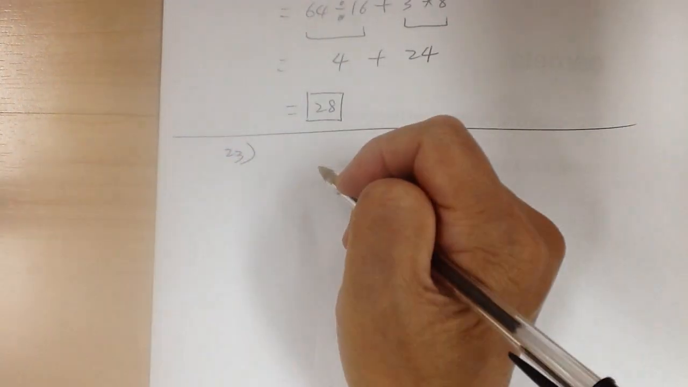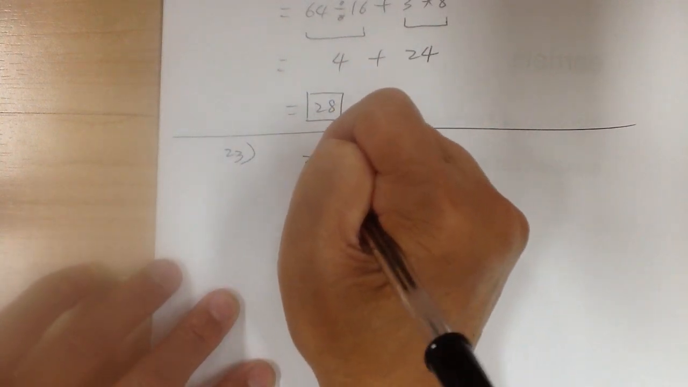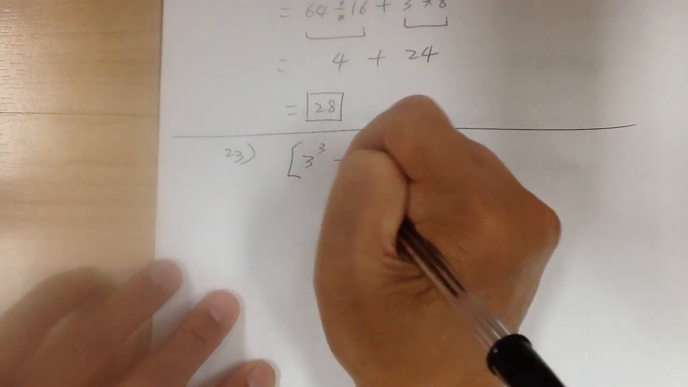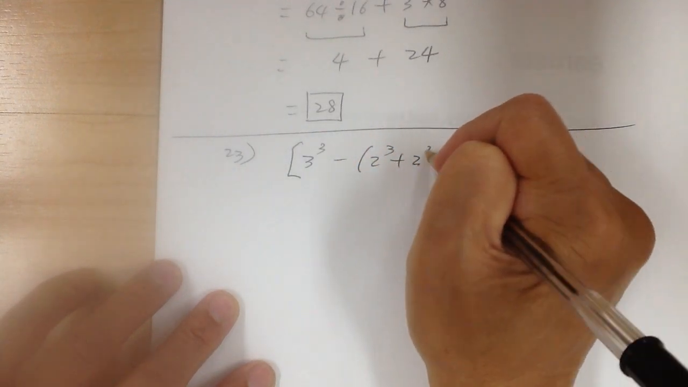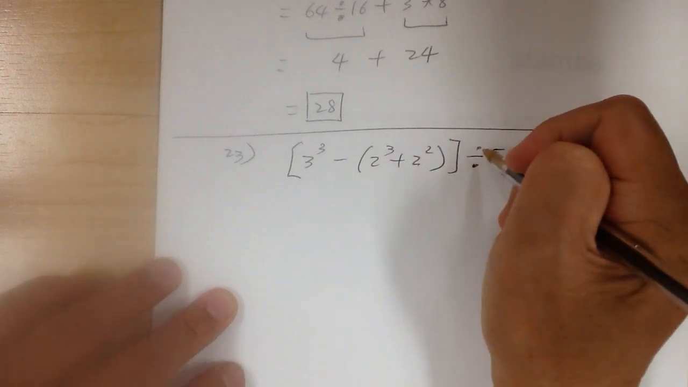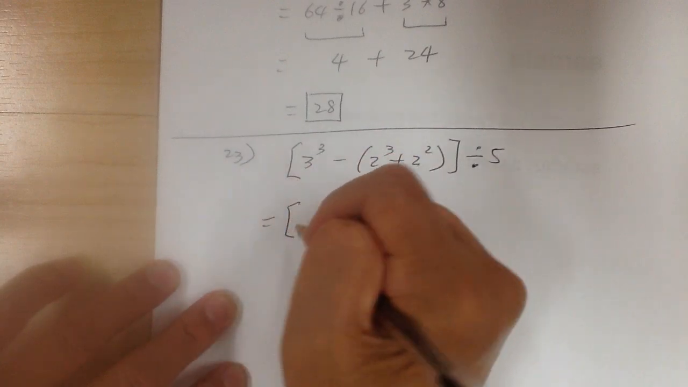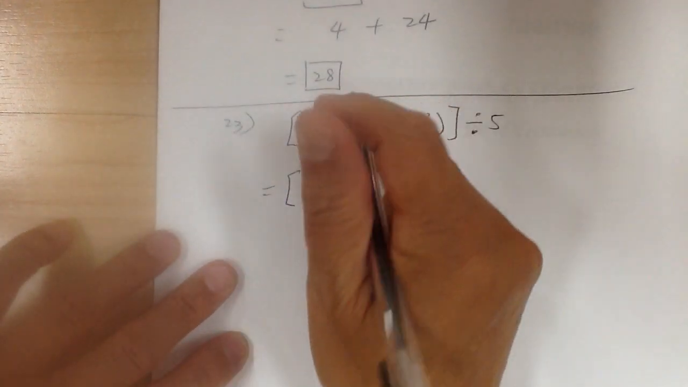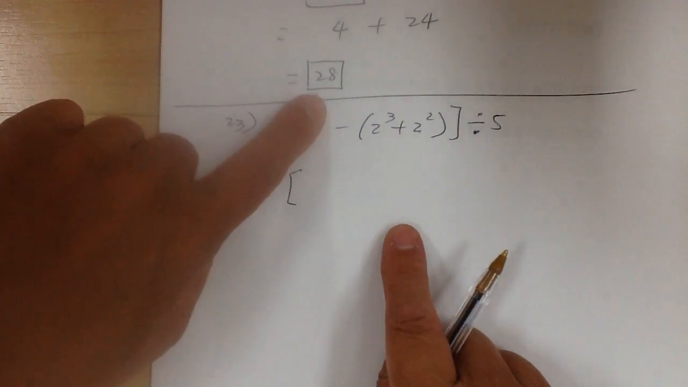Okay, number 23. Okay, you have 3 cubed inside the bracket, minus (2 cubed plus 2 squared), bracket, divided by 5. Okay, so you have to start from the inside to work it out. Since it's kind of separate, you can kind of do multitasking. So you can do this too.